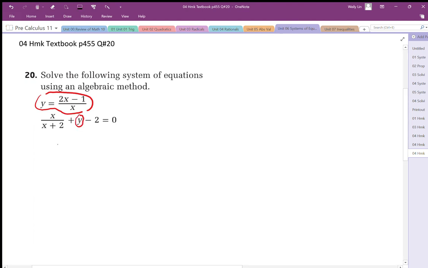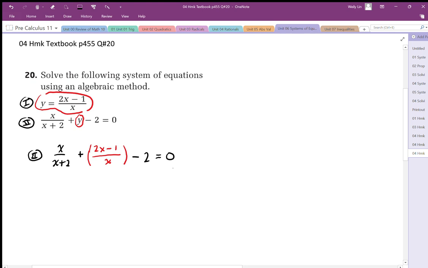So when I set this up, I end up with x over x plus 2 plus y, and instead of using y, I'm going to replace that y with 2x minus 1 all over x. And then I'm going to put the rest of the equation in, minus 2 equal to 0, and I can solve this. So there's my equation 1, there's my equation 2. So I've substituted equation 1 into equation 2.